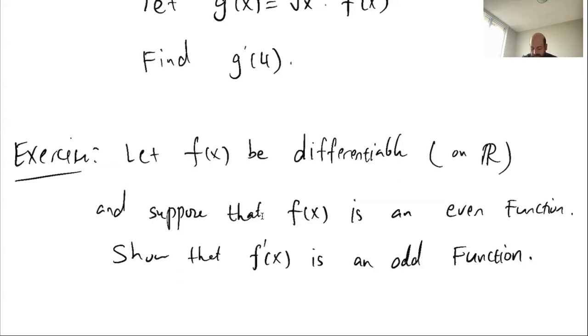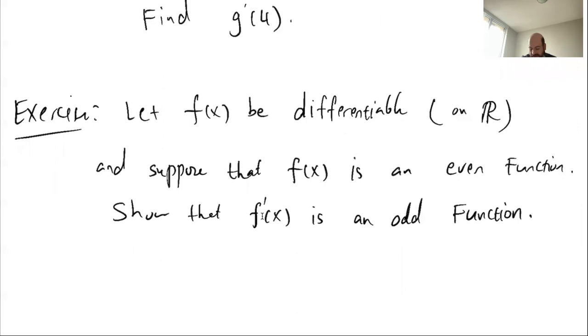Now, if you want to show that if f is even, then f prime is odd, you have to use the definition of even function and definition of odd function. So I wanted to remind you about the definition of even and odd function. I also want to remind you about the fact that if you want to prove a statement in mathematics, you have to prove in general.